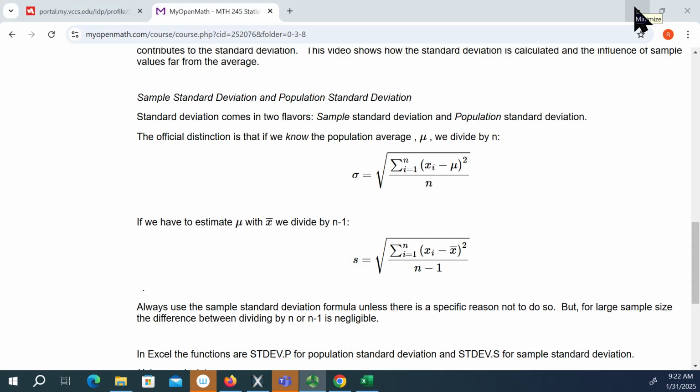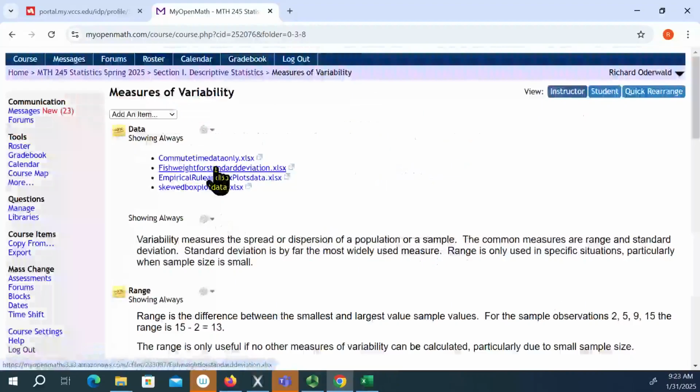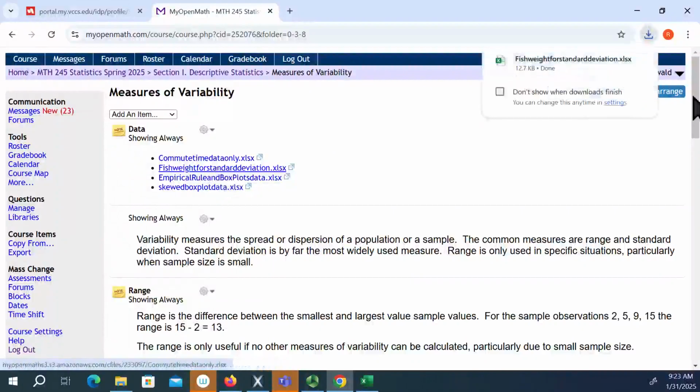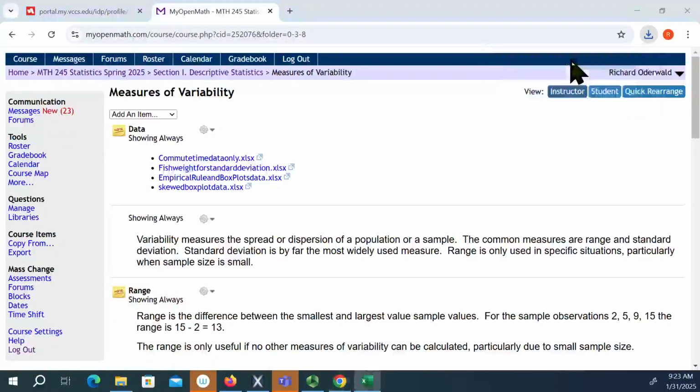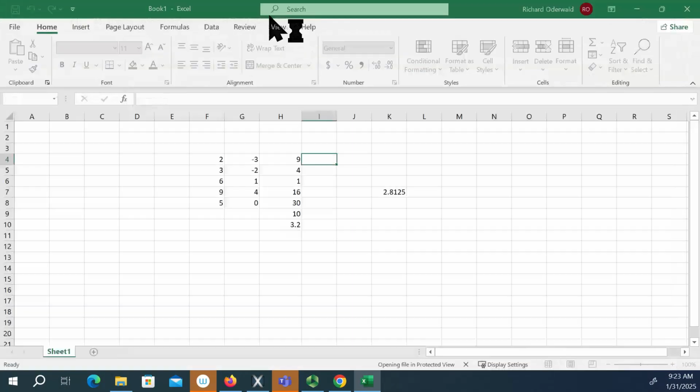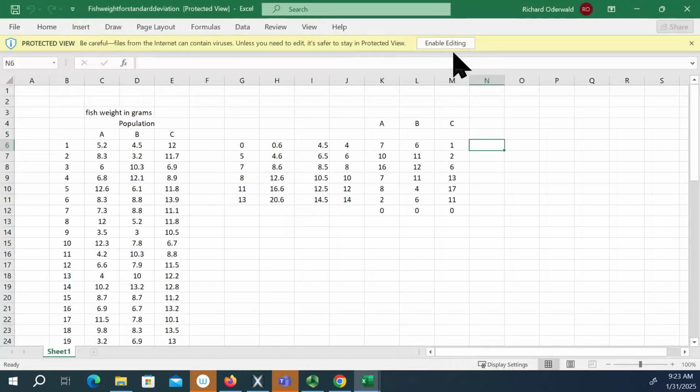Things further from the average have more influence than things close to the average. And it's always positive. We can't have negative difference. Let's go for the fish weight for standard deviation. And there we go.